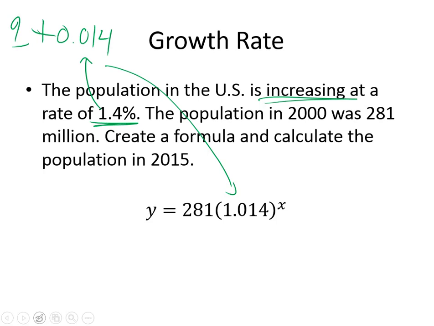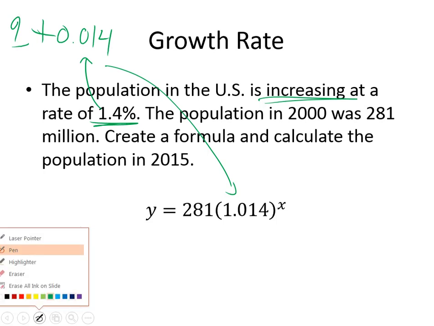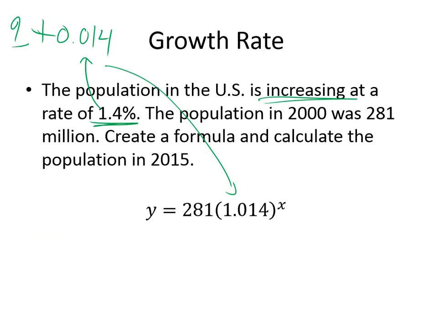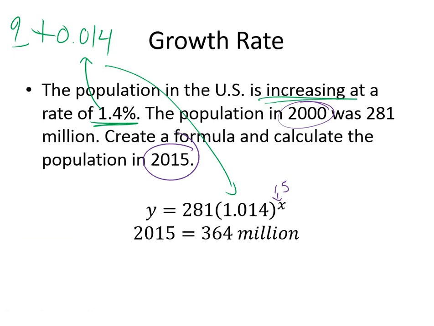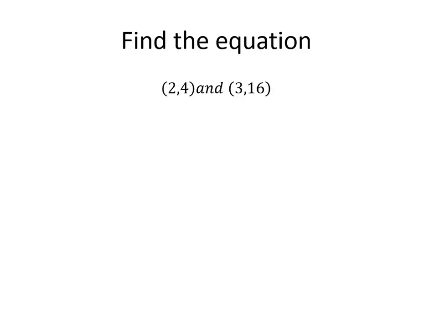Now, if we want to find how many people there are in 2015, we calculate the difference between 2000 and 2015, which is 15 years, and we plug a 15 in for x. So we'd go 1.014 to the 15th, and then multiply it by 281, which gets us about 364, and we'd say millions because that's what we're taking it into. Okay, so that is your exponential.